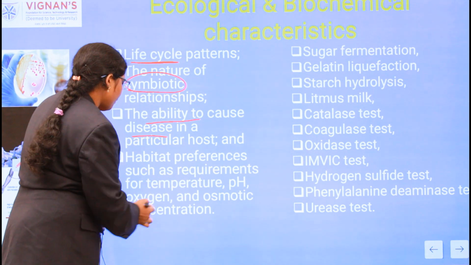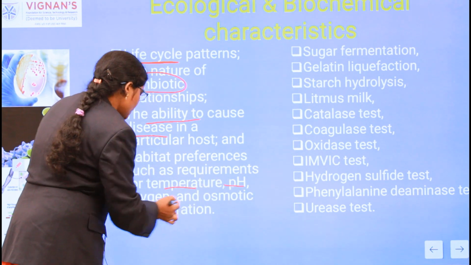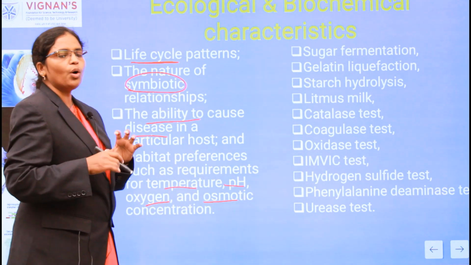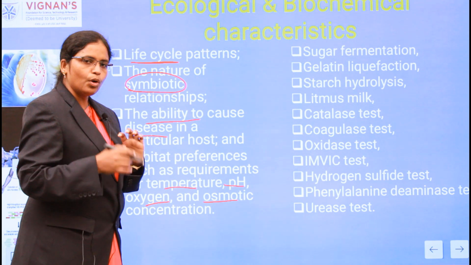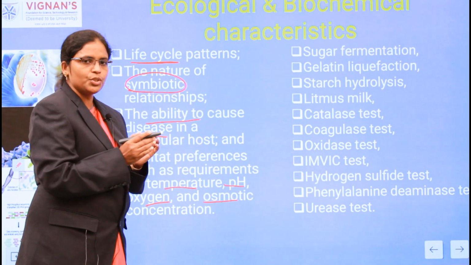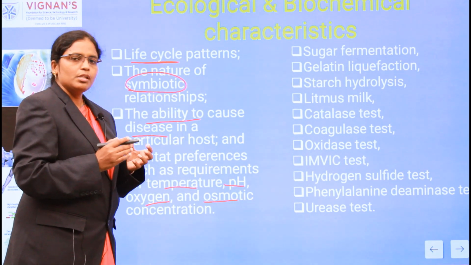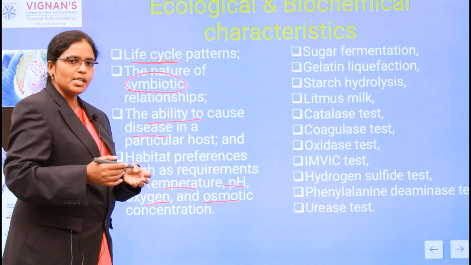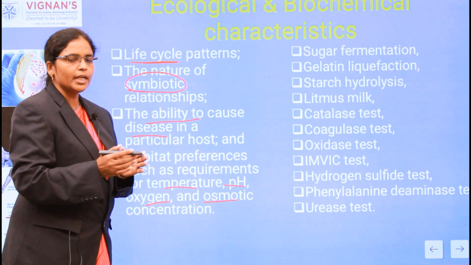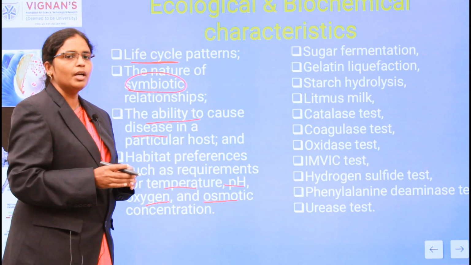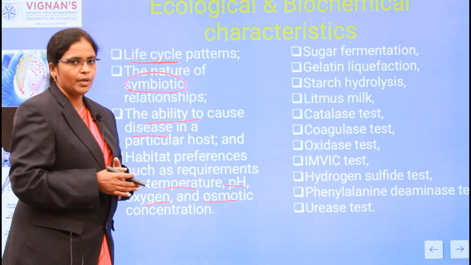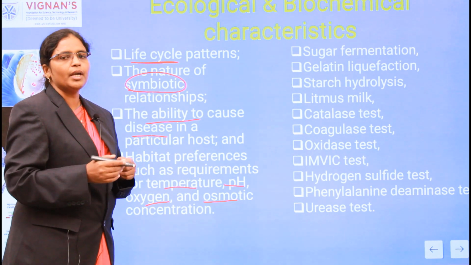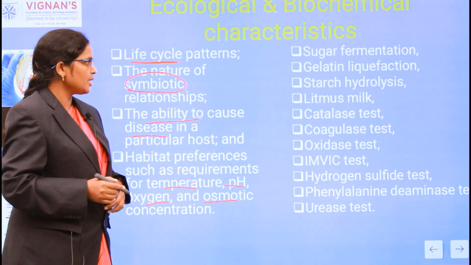Next, habitat preferences: temperature, pH, oxygen and osmotic concentration. So the microorganism, for growth, it requires certain temperature, certain pH, salt concentration and osmotic tolerance. So these habitat environmental conditions are very essential for growth of an organism. So these patterns are used for identifying the ecological behavior of a particular organism.